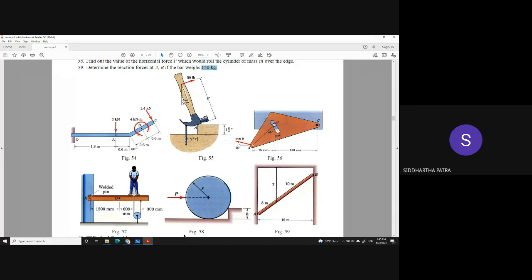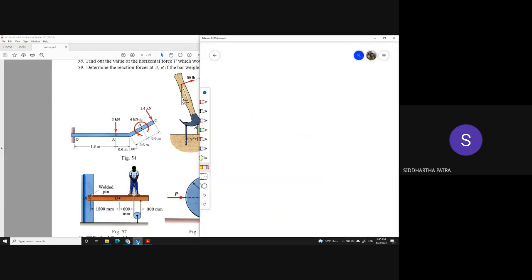Now in this problem, it is not mentioned whether or not the surfaces at A and B are smooth. So what do you do in this case? Do you consider the frictional forces? Please remember, free body diagram. Yes, sir, you do consider. You are saying you do consider. Okay.